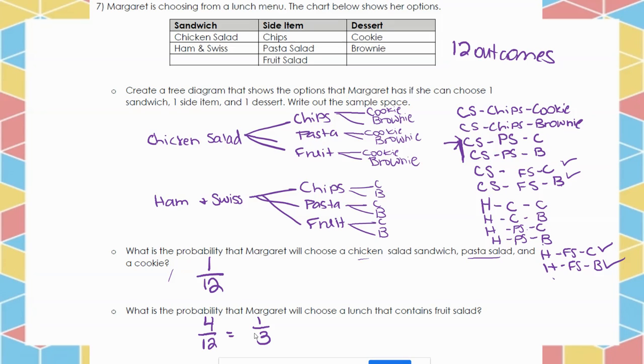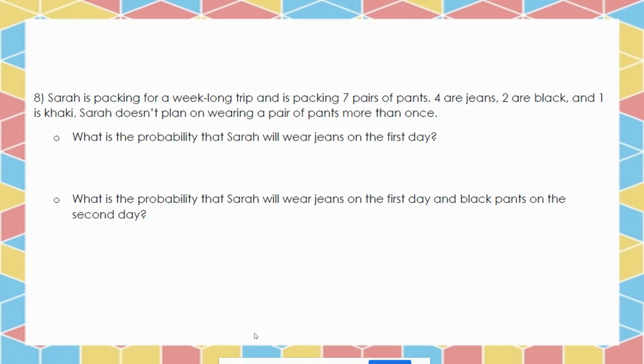Now I want you to go to page 34. Number 8 says Sarah is packing for a week-long trip and is packing 7 pairs of pants. 4 are jeans, 2 are black, and 1 is khaki. Sarah does not plan on wearing a pair of pants more than once. The first problem says, what is the probability that Sarah will wear jeans on the first day?